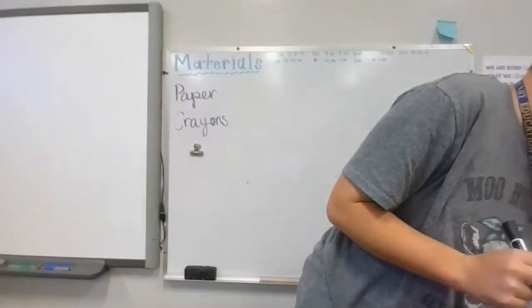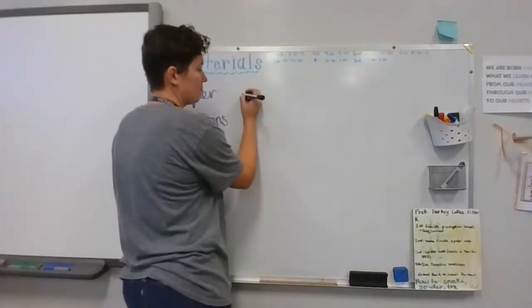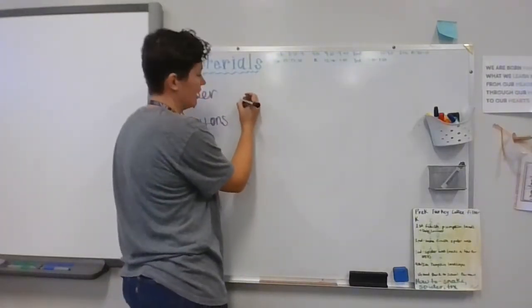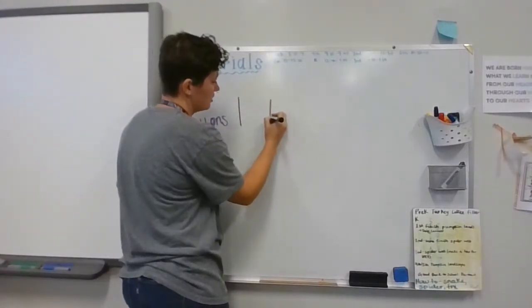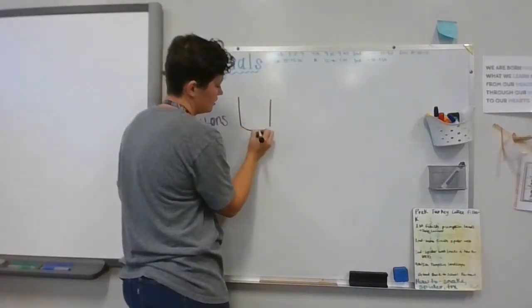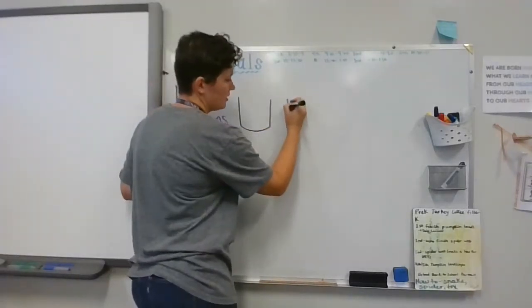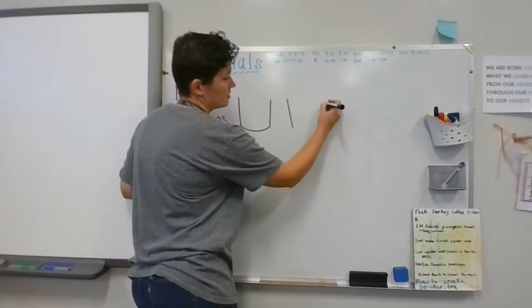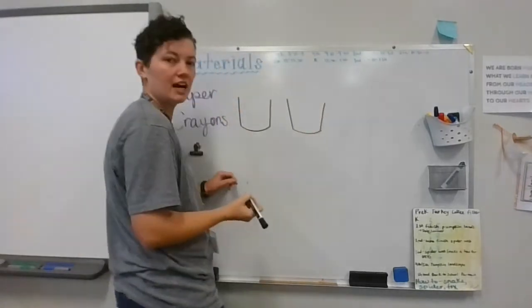All right, so I'm going to go ahead and do the bottoms for each cupcake. What you need to do is 2 lines like this, and you're going to curve the bottom, so it looks like a cup. So I'm going to go ahead and add some more. 2 lines, curve the bottom. All right.